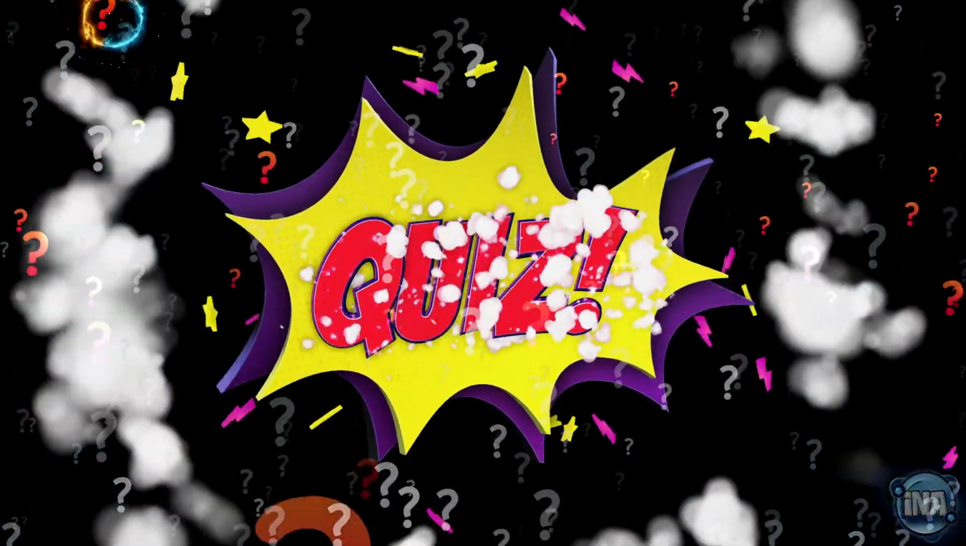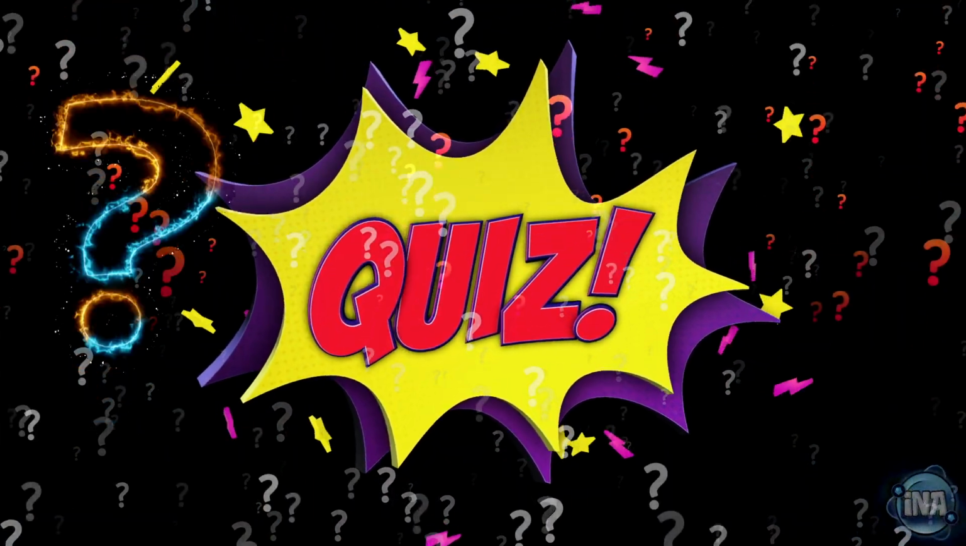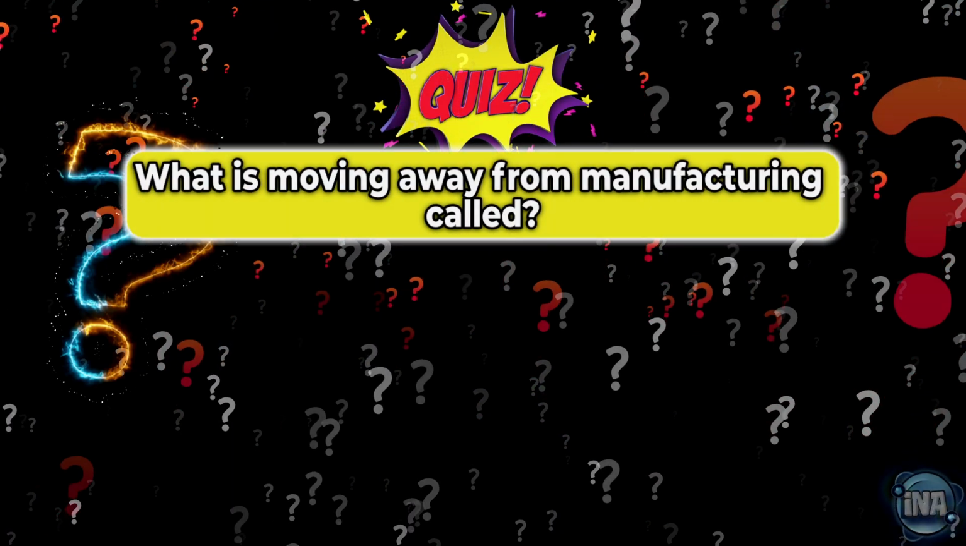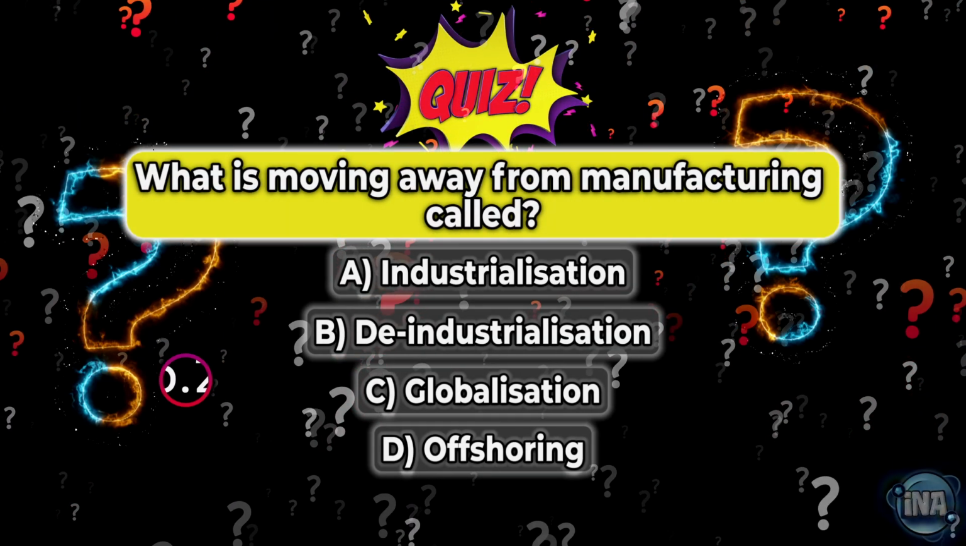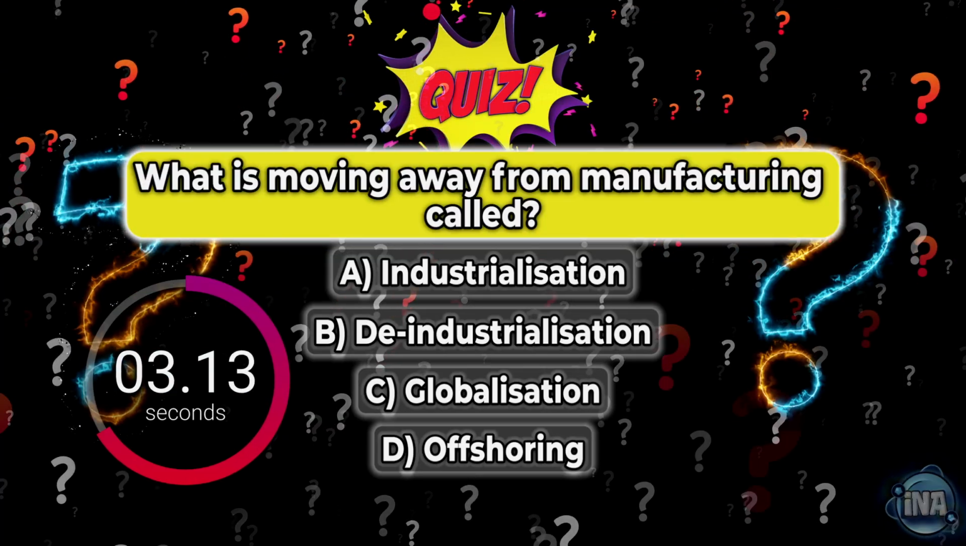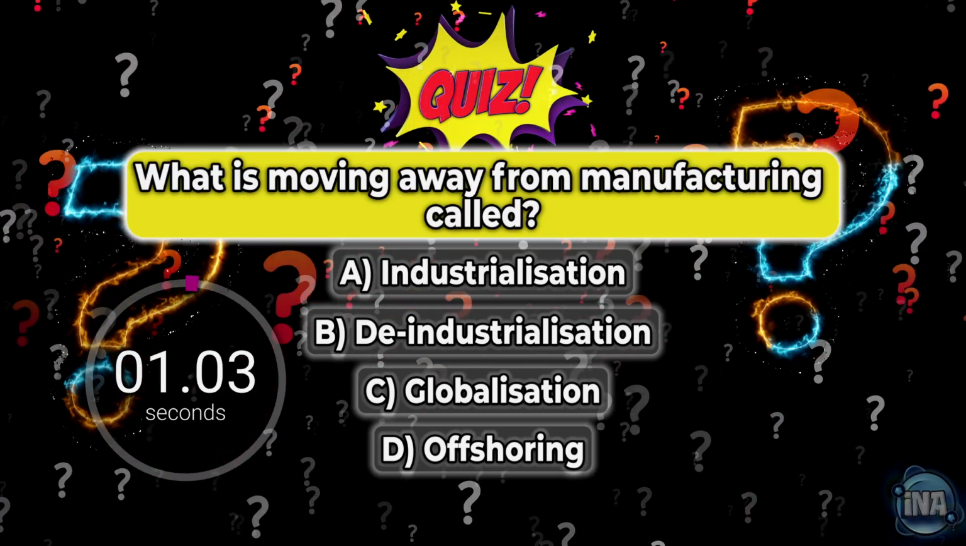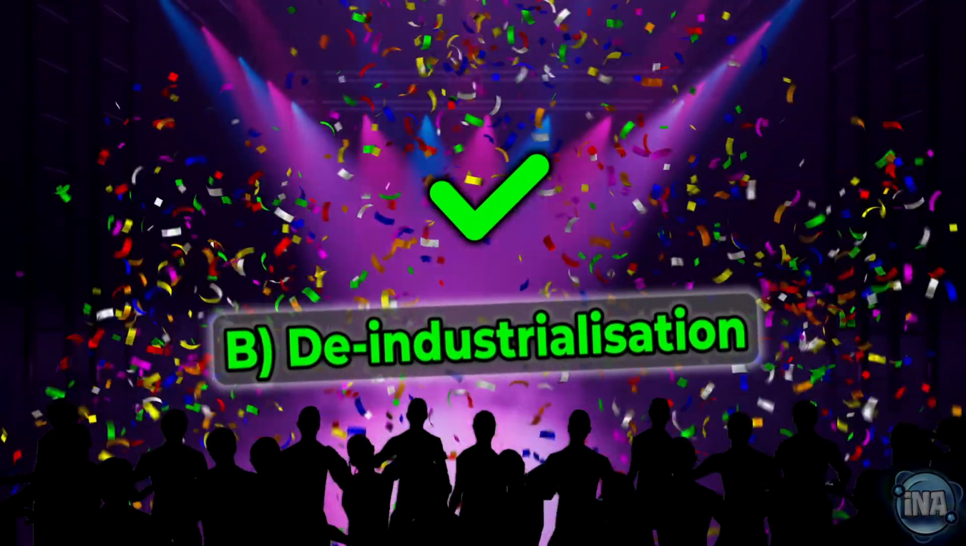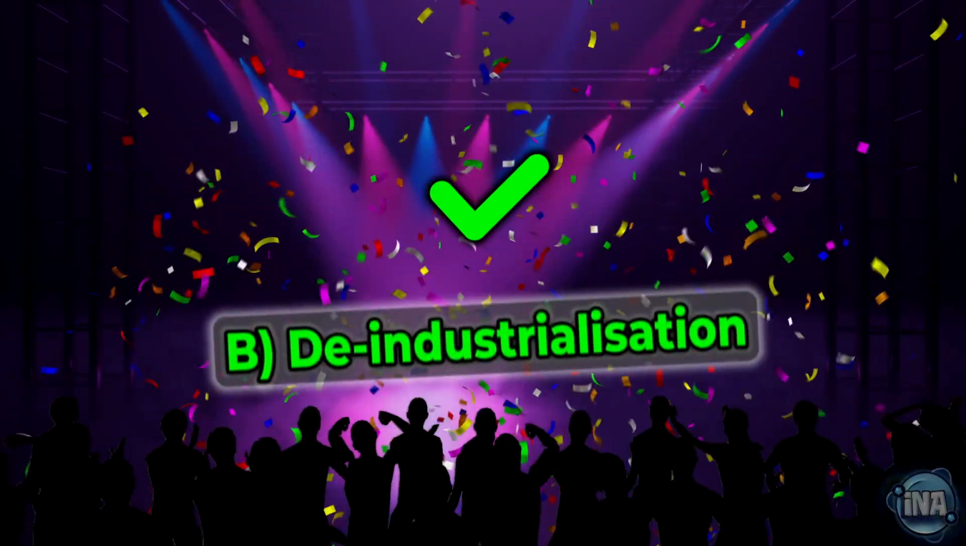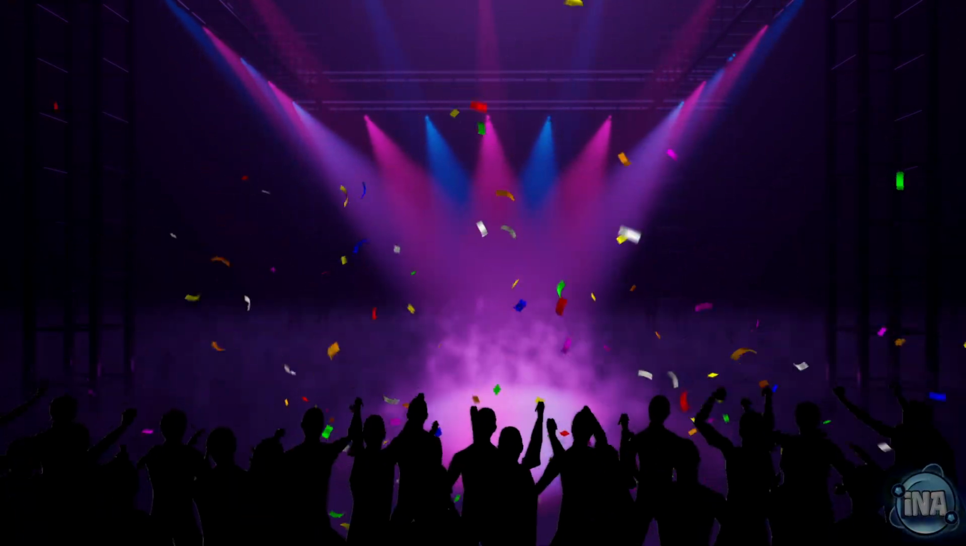Okay, final quiz of the video. Let me know in the comments how many you got correct. What is the process called when a country moves away from manufacturing and into services? The answer is B. Deindustrialization. That's when countries shift from secondary to tertiary industries.